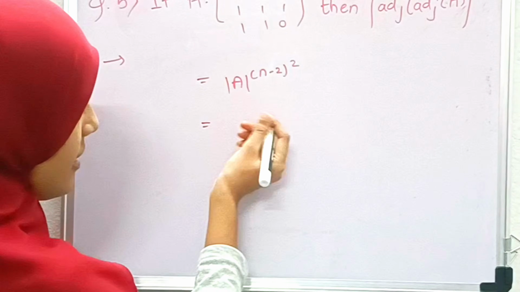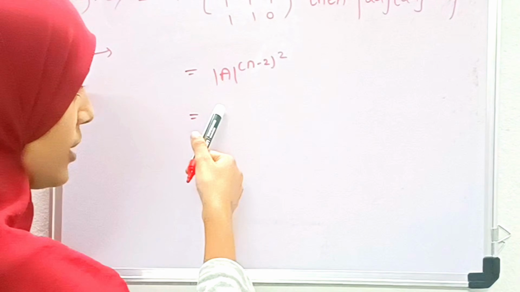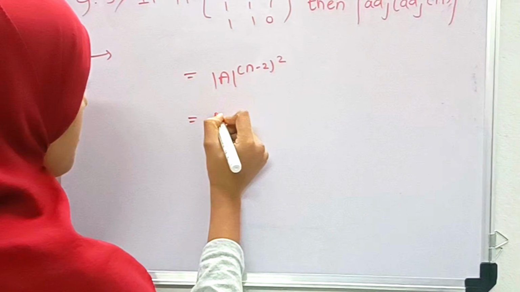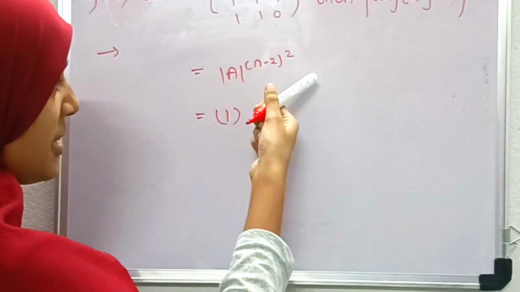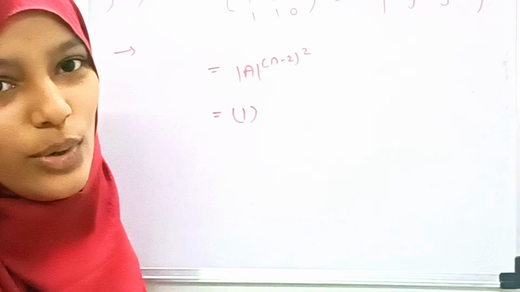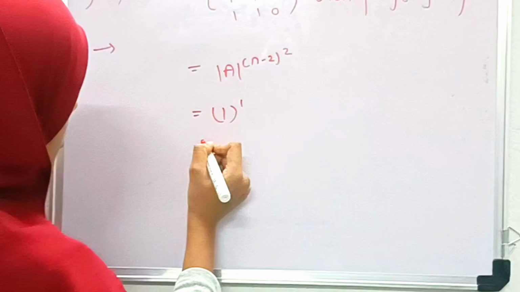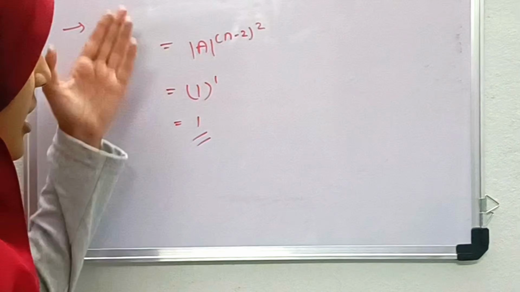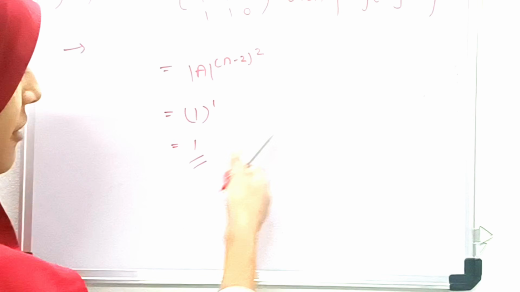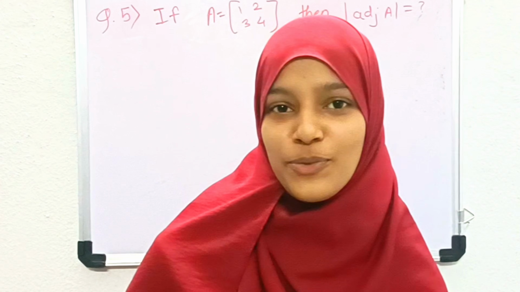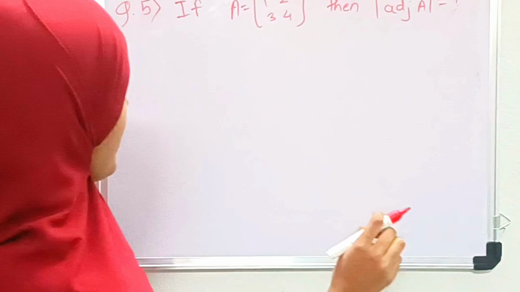So as we know, this is the same example. So determinant of A would be nothing but plus 1. And n minus 2 is 3 minus 2, that is 1. 1 square is also 1, so it will be 1. So the final answer will be 1. So the determinant of the adjoint of adjoint A will be 1. That's it. Let's move to the next question. It will be the last question.